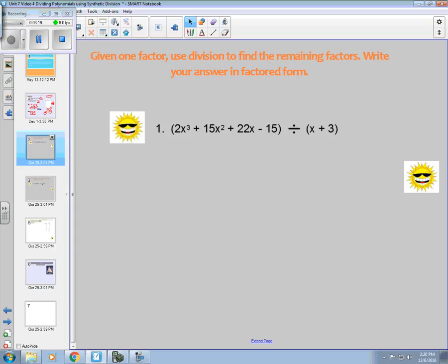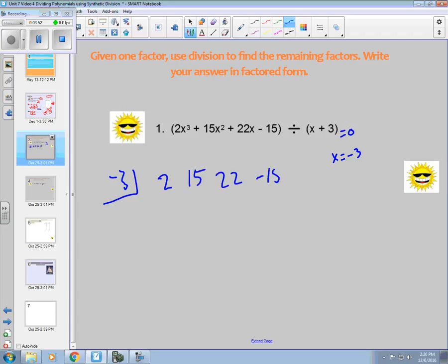Okay, so the directions say, given one of the factors, use division to find the remaining ones, and then they want us to write it out in factored form. So we're going to do the same kind of thing we just did on the last problem. If we put this equal to 0 over here and solve, negative 3 is going to be our multiplier for our synthetic division here. So we got negative 3. Our coefficients are 2, 15, 22, and negative 15. So now we're going to see what's going to be left here.